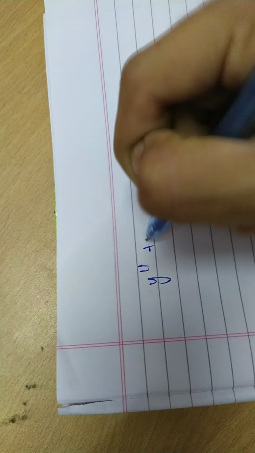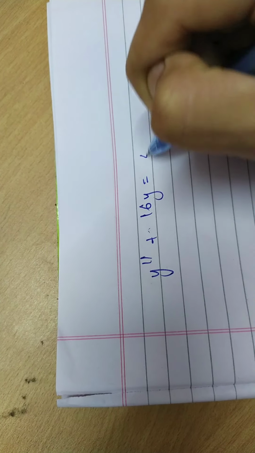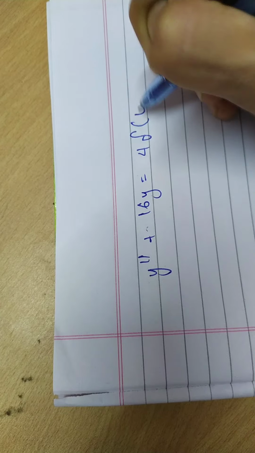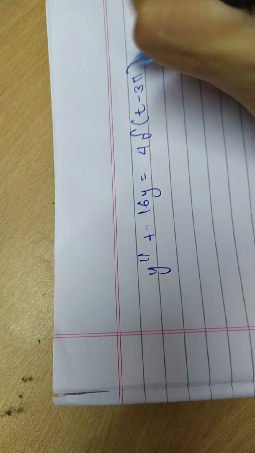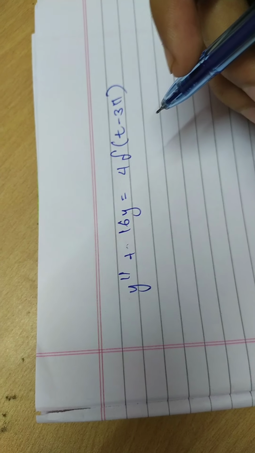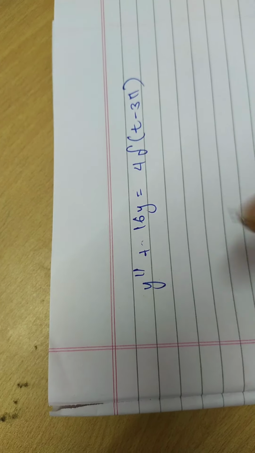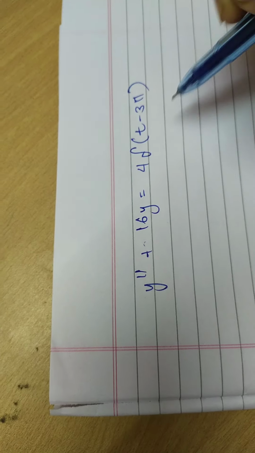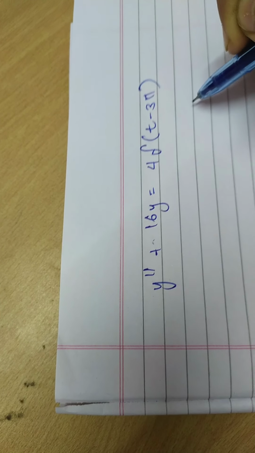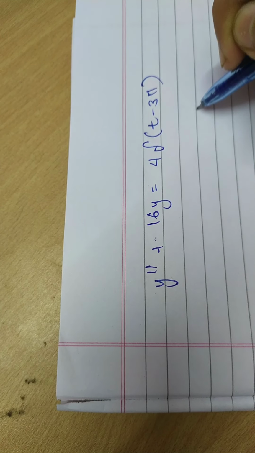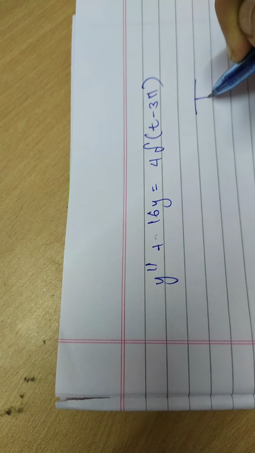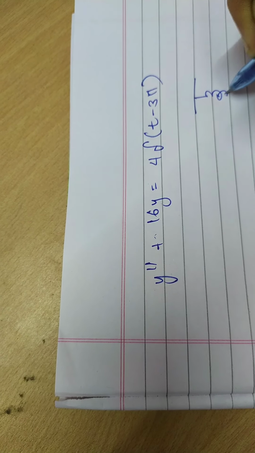So the question is asking us to consider this ODE: y double dash plus 16y is equal to 4 times the delta function at t minus 3 pi. Our first question is, what kind of real life phenomenon is captured by the delta function if this ODE represents a mass spring system? So it could probably represent when the motion begins.